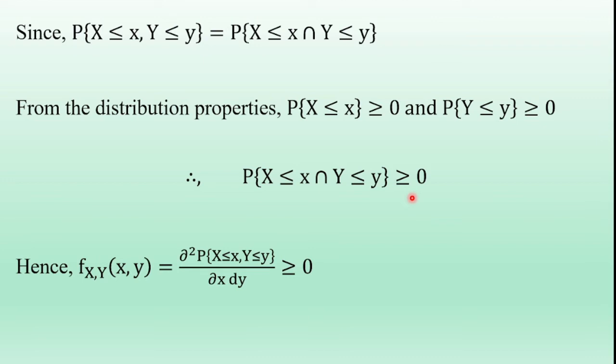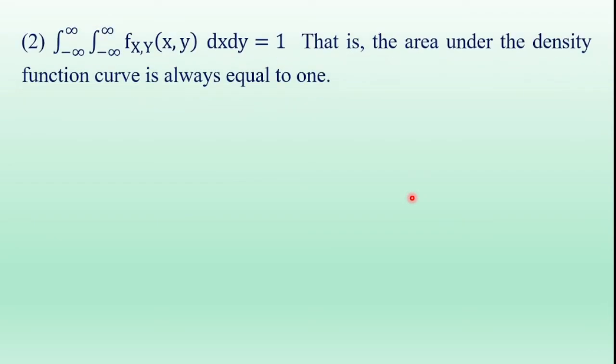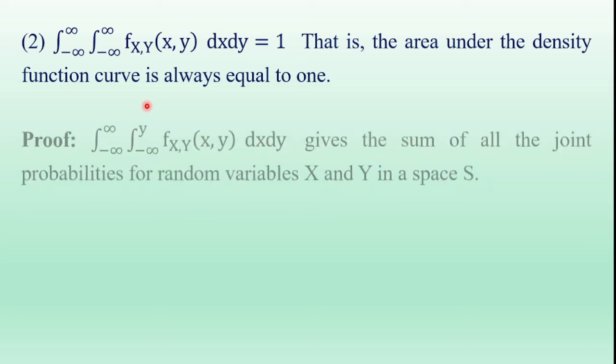This is the first property proof. And the second property: the double integral from minus infinity to infinity of f_XY(x, y) dx dy is equal to 1. That is, the area under the density function curve is always equal to 1. And this is the second property.